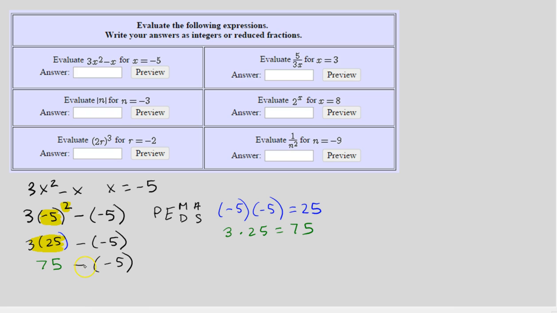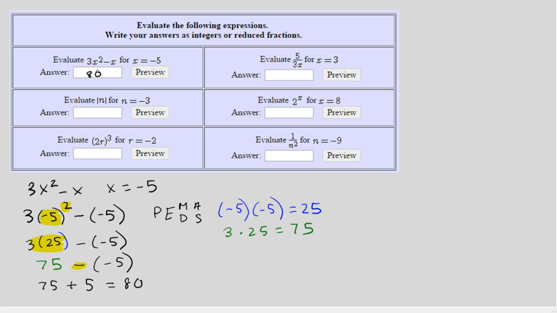And now we just have one more operation to perform, and that's subtraction. Now we're going to do this. And remember, one way to think about subtracting a negative number is it's the same as adding the opposite of the number. So I'm going to rewrite this as 75. Instead of subtracting -5, I'm going to add +5. So 75 plus 5 equals 80. And that's our final answer. Put that in the box up here.